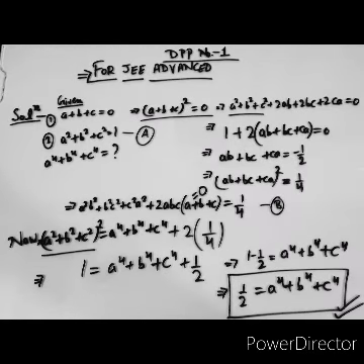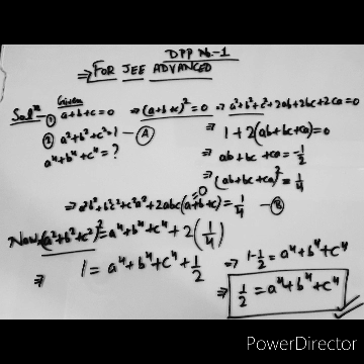So you can see the question on our previous slide. It is given in this question that a plus b plus c equals 0 and a square plus b square plus c square is equal to 1. Now we have to calculate a raised to the power 4 plus b raised to the power 4 plus c raised to the power 4.